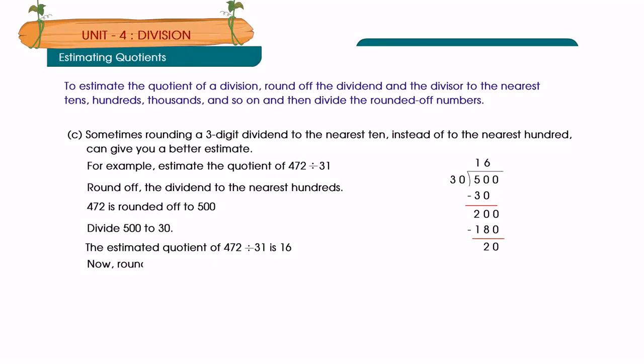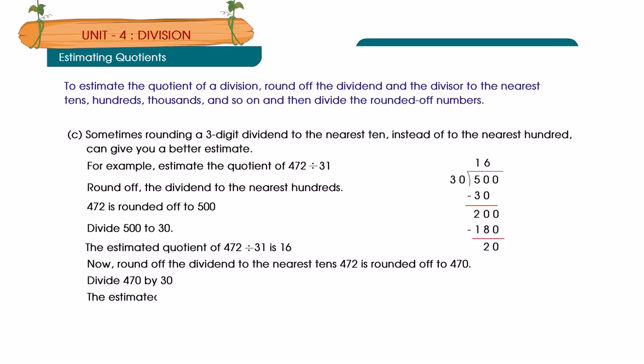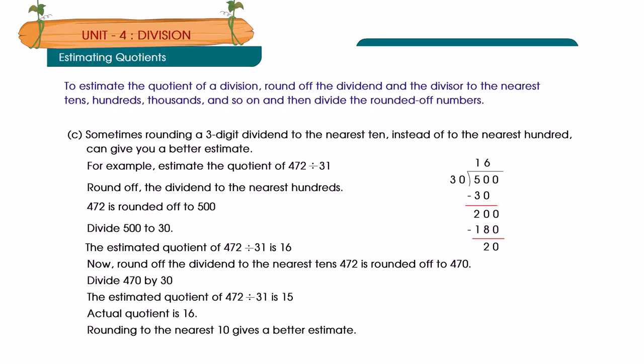Now round off the dividend to the nearest tens. 472 is rounded off to 470. Divide 470 by 30. The estimated quotient of 472 divided by 31 is 15. The actual quotient is 16. Rounding to the nearest 10 gives a better estimate.